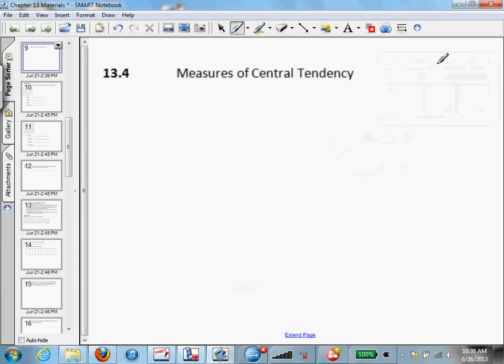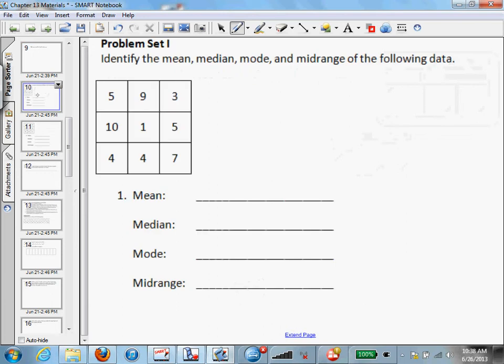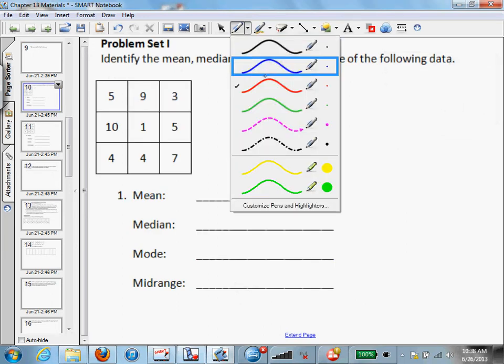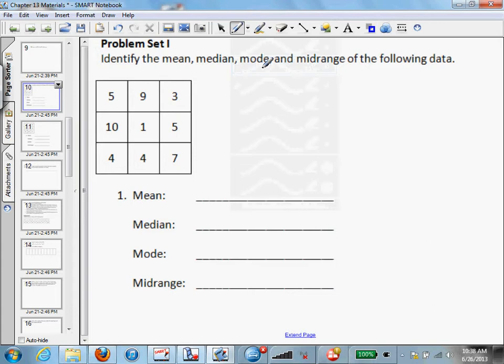Hello and welcome to 13.4 Measures of Central Tendencies. Let's get started with some problem sets. Like problem set 1, we are going to look for mean, median, mode, and mid-range of this piece of data.